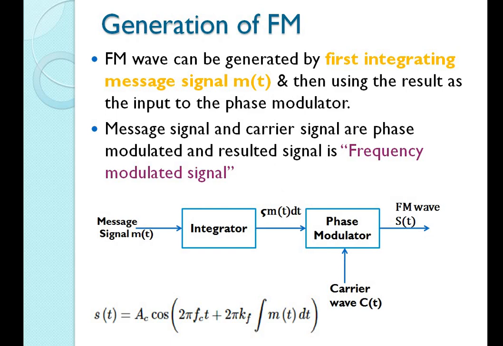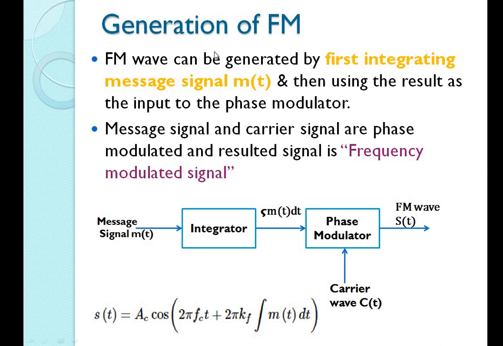Then the next topic, the generation of frequency modulation. In the last class we saw the mathematical expression of frequency modulation, where you have the integration part. So to get frequency modulation, first we have to integrate the message signal, and that integrated message signal has to be given to a phase modulator through a particular carrier, and the resultant output signal is nothing but your frequency modulated wave.